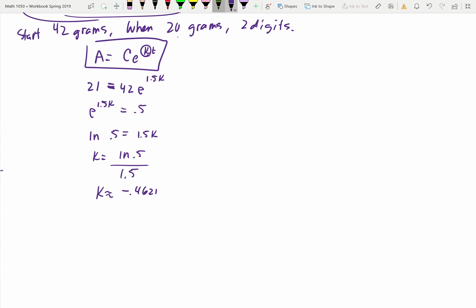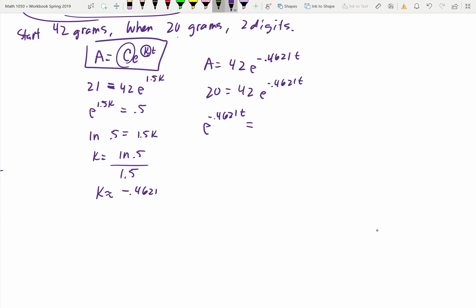Step 2 is find your model. So that's my model with a number in for C and a number in for k. Well, my C is 42, and my k that I have stored is negative 0.4621. Now read the question. When will you have 20? So does my 20 go in for t or A? It's an amount, not a time. So it goes in for A. I know I'm going to have to convert it, but I'm not ready. So I divide by 42, and I get e to the negative 0.4621t is equal to 20 divided by 42. Okay, now this is going to be tricky.